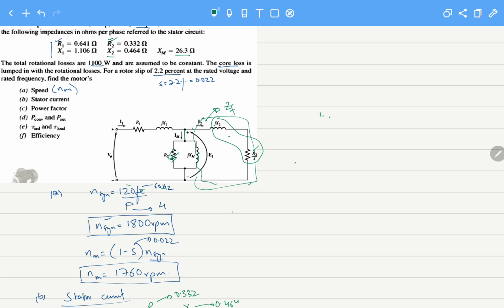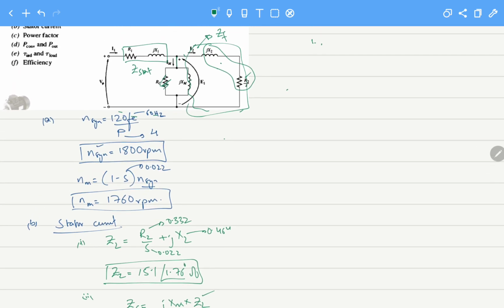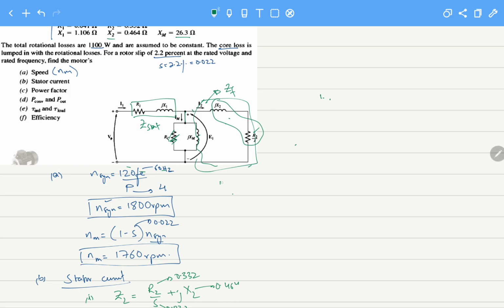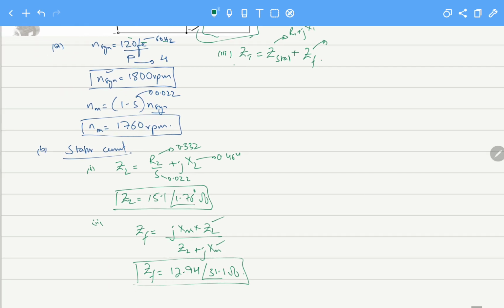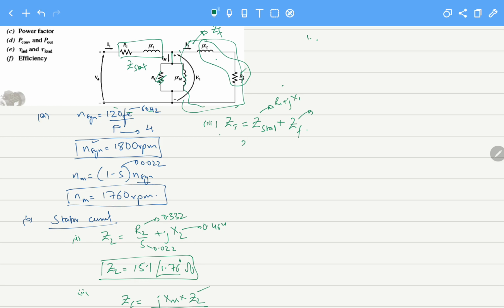And this ZF comes in series with this impedance, which we call Z stator. So the total impedance is Z stator, that is R1 plus jX1, plus ZF. R1 plus jX1 and ZF we have already calculated here. When we solve these, we get 14.07 with an angle of 33.6 degrees. Yes, here we have Zt.